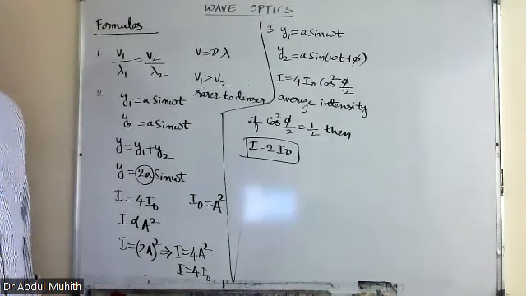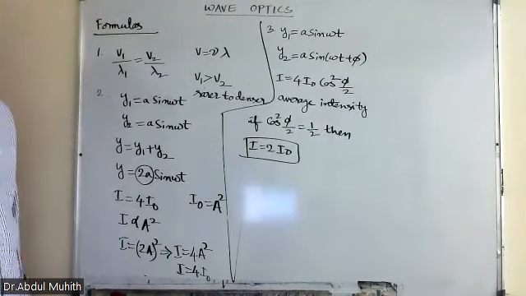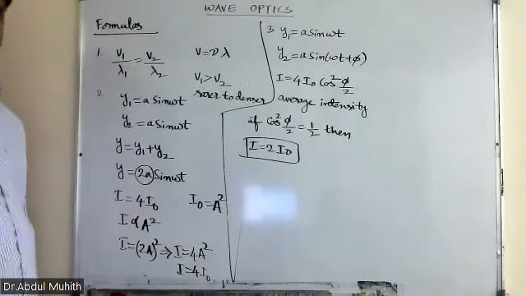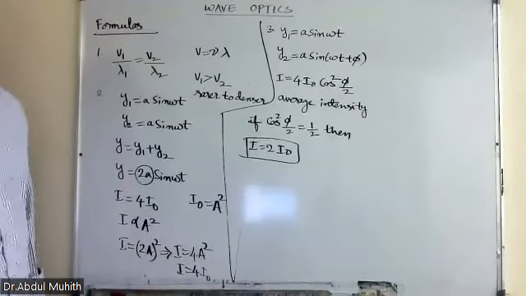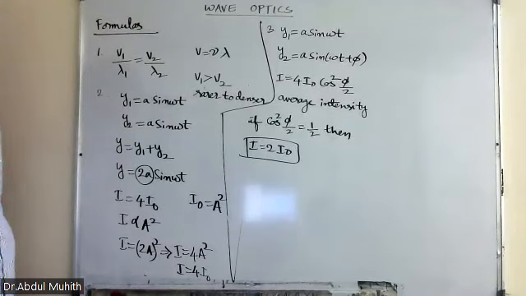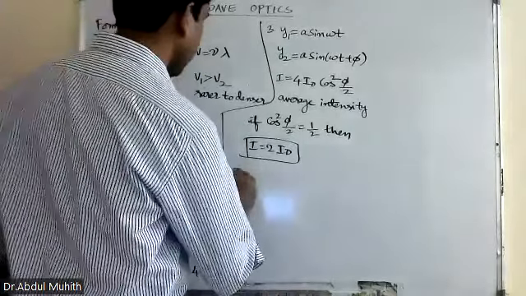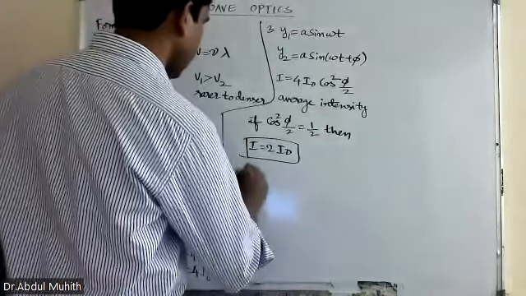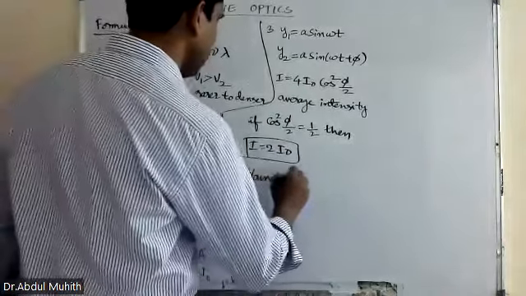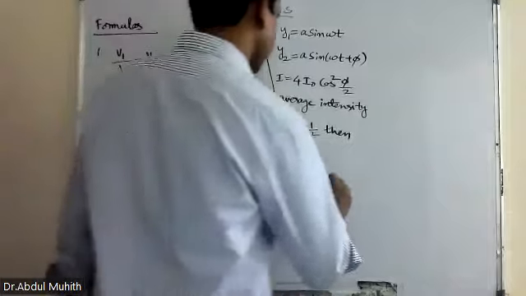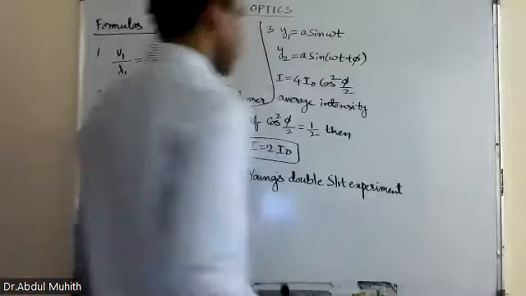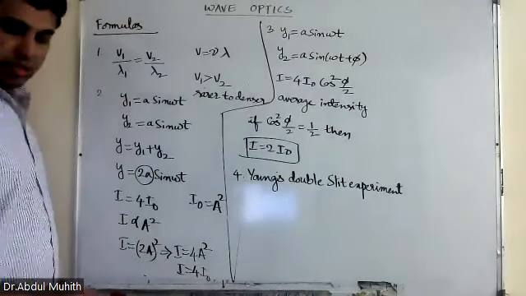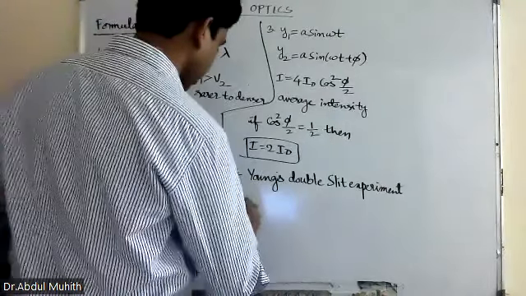Now, going to the next formulas: the condition for constructive interference, the condition for destructive interference, then fringe width, then the relation between path difference and phase difference, that we will do. Now, the fourth one is Young's double slit experiment. In Young's double slit experiment, what is the first formula, for constructive interference?